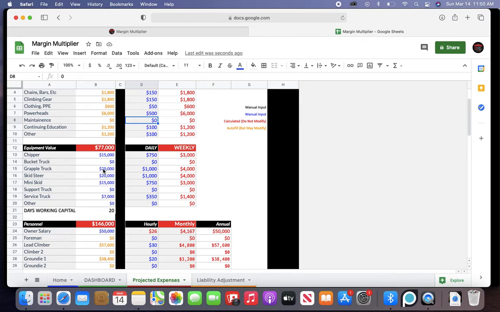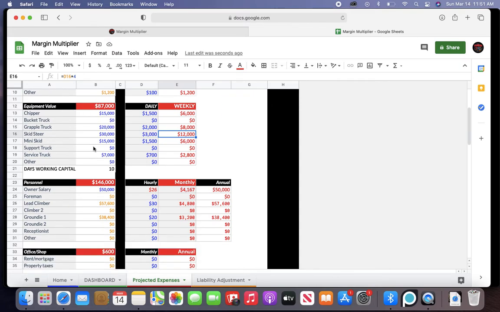Bucket truck. Now when we get to equipment, okay, this is going to give you daily and weeklies. Okay, so let's say your skid steer is 30,000 and you want to pay your skid steer off in 10 days. This is going to give you 3,000 per day. Now the weekly is just going to be the daily times 4, so 4 days in the week is your weekly rate instead of 5. And then just calculate all this, auto populate this, and then your equipment value will go here.